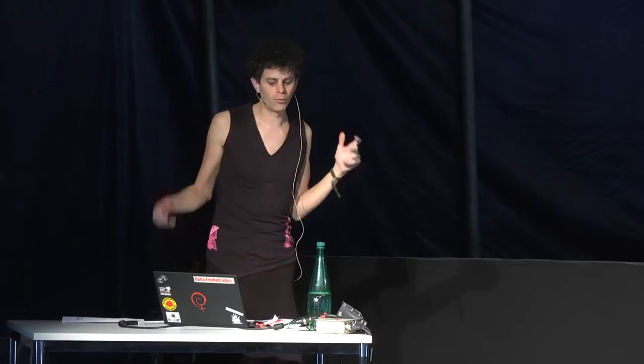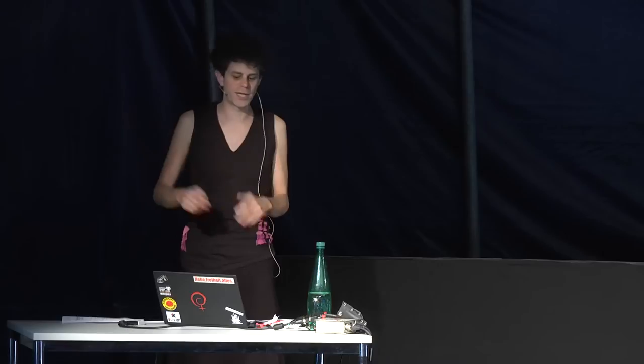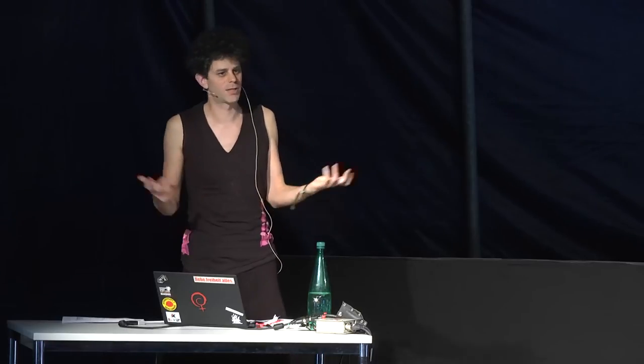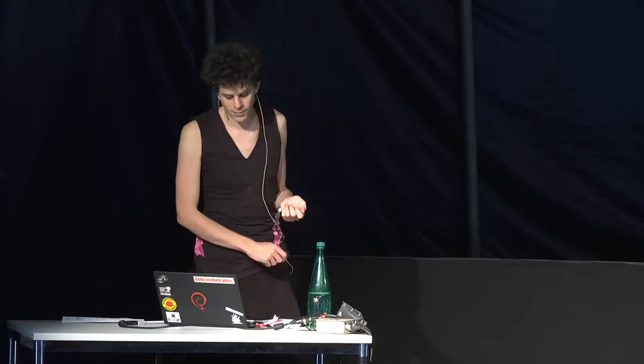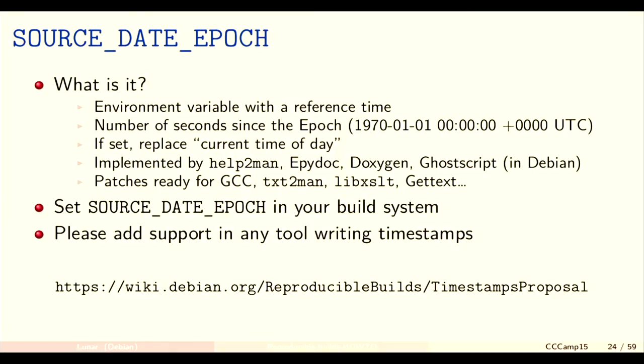And so the solution: instead of using fake time, try to set SOURCE_DATE_EPOCH in your build system and see if you get reproducible output. And if you don't, then patch the tools and submit the patches and we can all enjoy reproducible builds in the future. If you want more details, you can look at the actual proposal on the Debian wiki. It might be a moving target, but since we're starting to push patches, probably SOURCE_DATE_EPOCH is going to stay as it is.